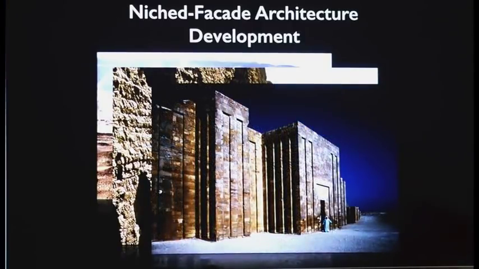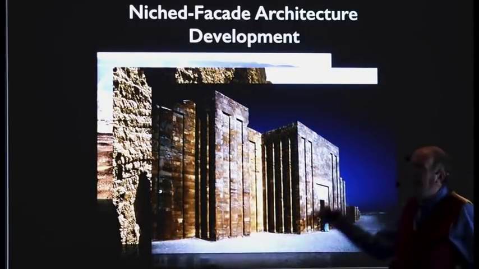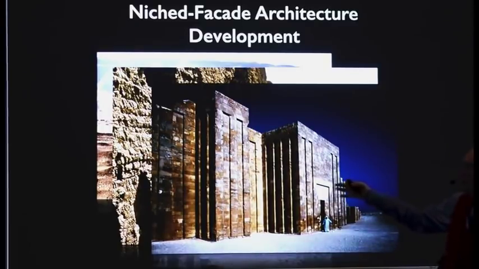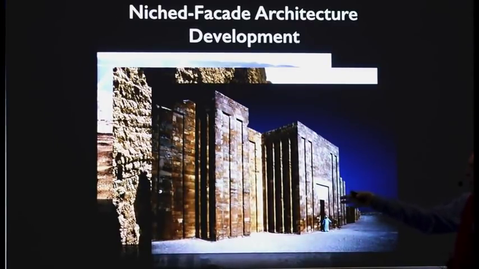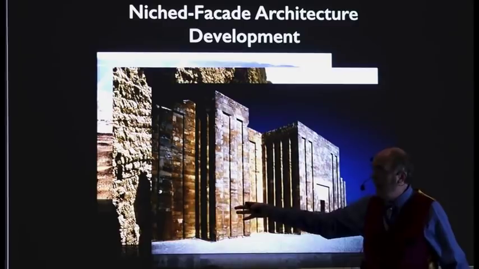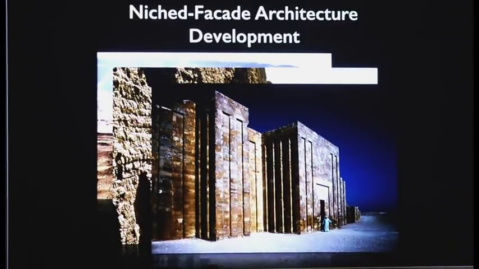It finishes in the 3rd dynasty with the best example of it. This is the Djoser or Zoser step pyramid complex, where we see it refined in stone now, and after this it disappears. In the 4th dynasty there are no more niched facades.